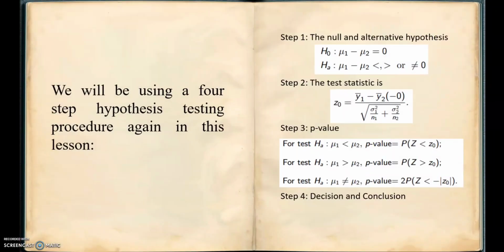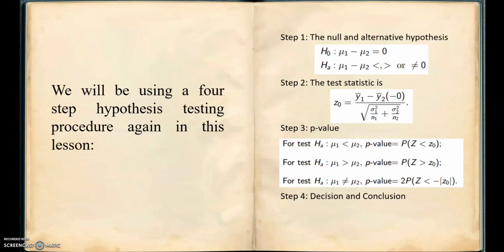In this chapter, we will be using a 4-step hypothesis testing procedure for this lesson. So, these are the steps. Step number 1, the null and alternative hypotheses. Here in the null and alternative hypotheses, we have mu sub 1 minus mu sub 2 equals 0 for the null hypothesis, and mu sub 1 minus mu sub 2 less than, greater than, or not equal to 0 for the alternative hypothesis.